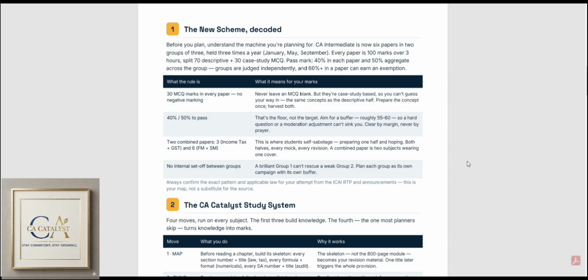An exemption, as you all know, means you need not appear for that paper for 3 attempts. So you can keep that exemption, and meanwhile you should be trying to clear with the maximum marks required for an individual group. Hope this is clear to you.